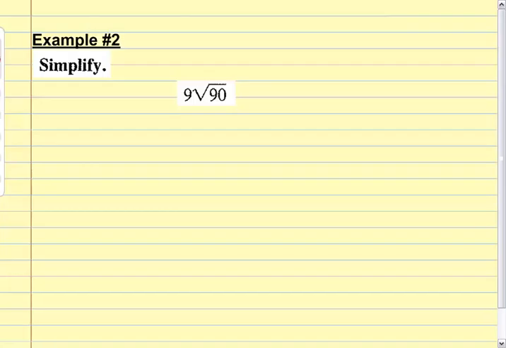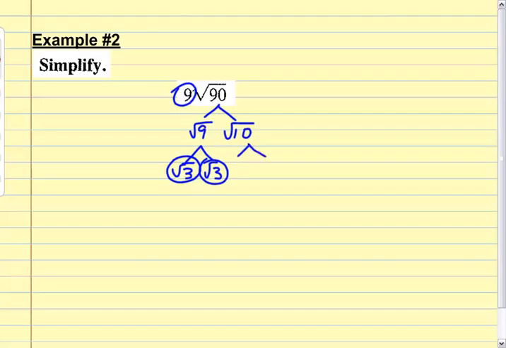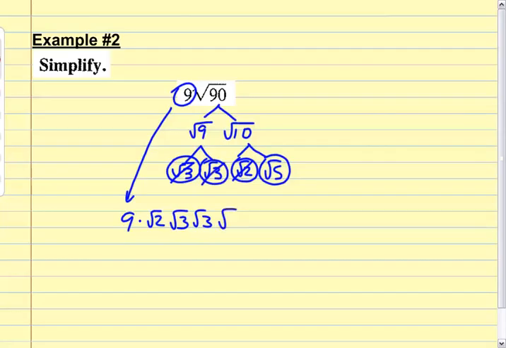Okay? Now, this one's already outside the radical. We're going to remember that. But let's break down this. This is root 9 times root 10. This is root 3 times root 3 times, let's see, root 2 times root 5. Okay? Now, let's write down what we've got. We've got 9, remember, times root 2 times root 3 times root 3 times root 5.